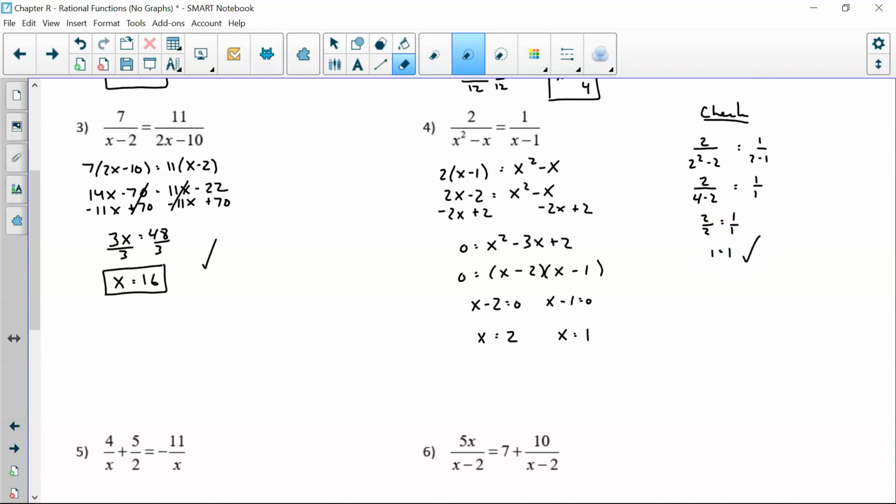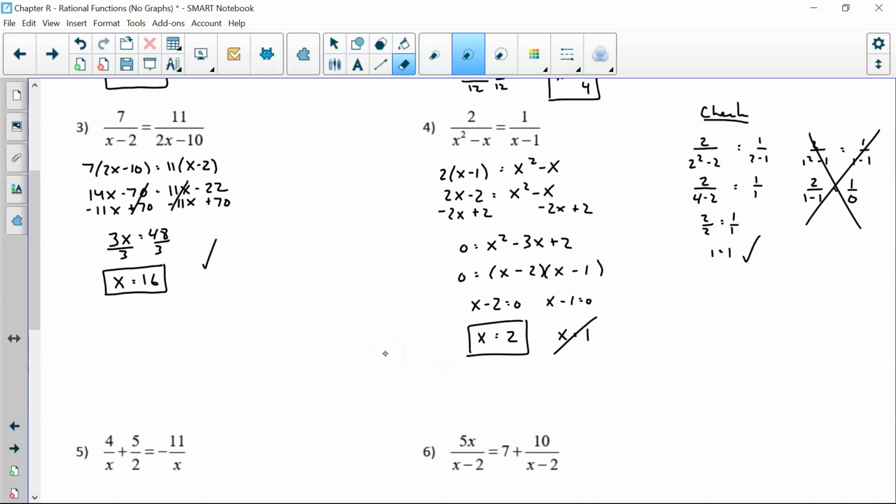Now let's check the 1. So we have 2 over 1 squared minus 1 equals 1 over 1 minus 1. So it's 2 over 1 minus 1 equals 1 over 0. We cannot divide by 0. As soon as I see that, I'm not going to check it any further. I know my 1 is extraneous. It's causing division by 0. It's extraneous. We throw it out.